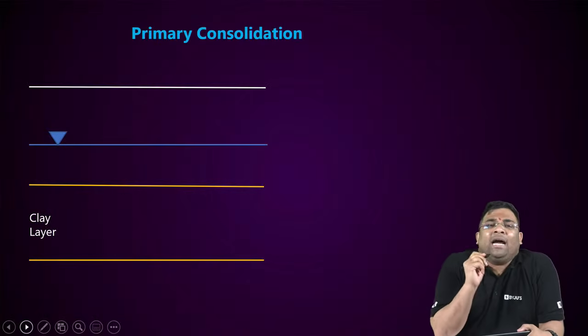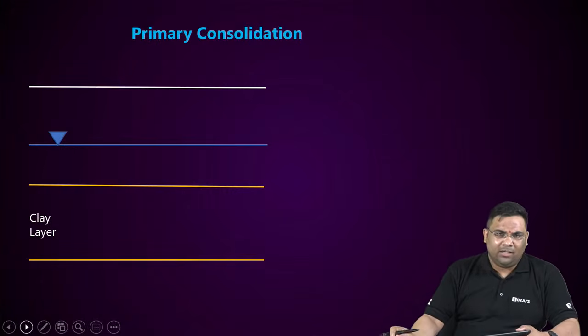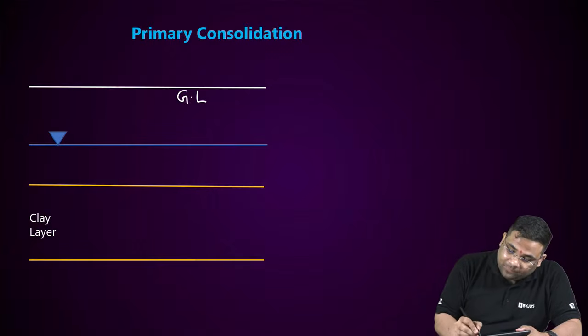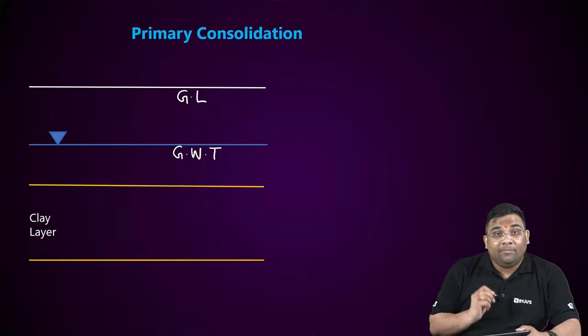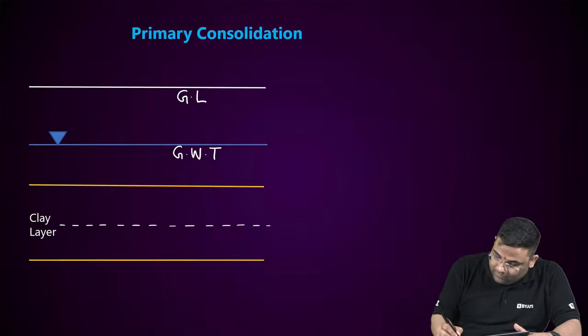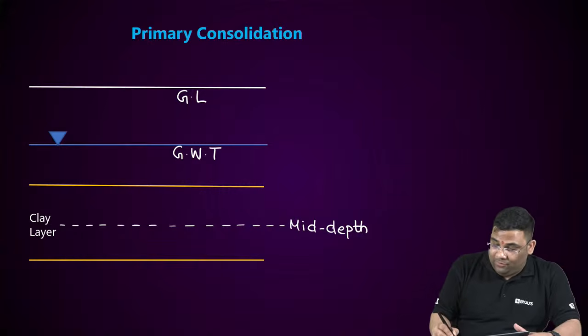Now, we know that primary consolidation is the expulsion of water from the soil. Now suppose this is your ground level. This is your groundwater table, and below that there is the clay layer, and this is the mid depth of the clay layer. So all the analysis we will do at the mid depth of the clay layer, or I can say mid depth of the consolidating layer.